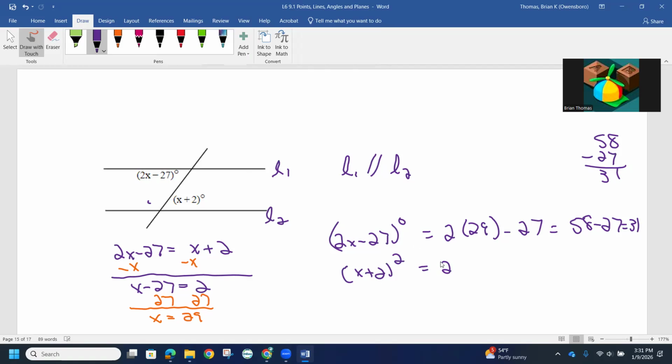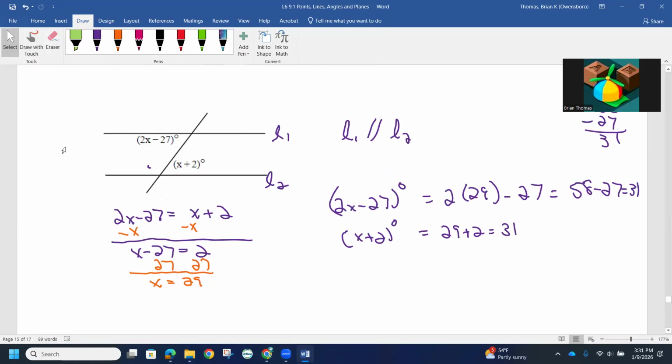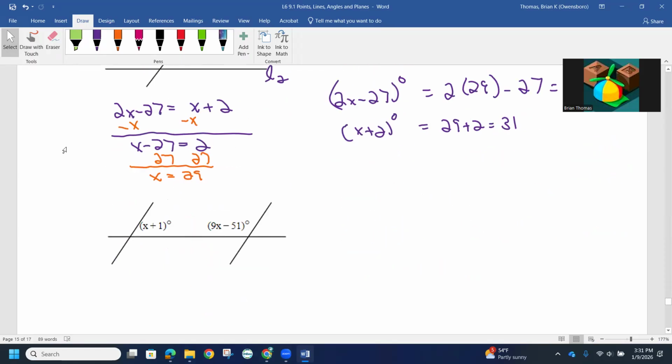The next one, I've got to put 29 in. Oh no, that should be a degree symbol, so it's x plus 2 degrees. If I put a 29 in and add 2 to that, do I get 31? Yeah. So notice that x is 29 and the two angles are 31 degrees. So we have that information. Again, pay attention to what your homework asks for.